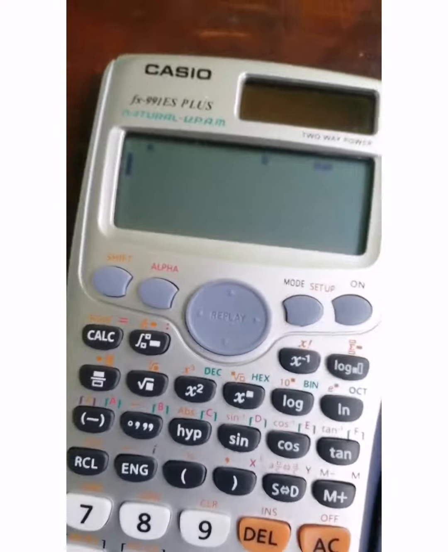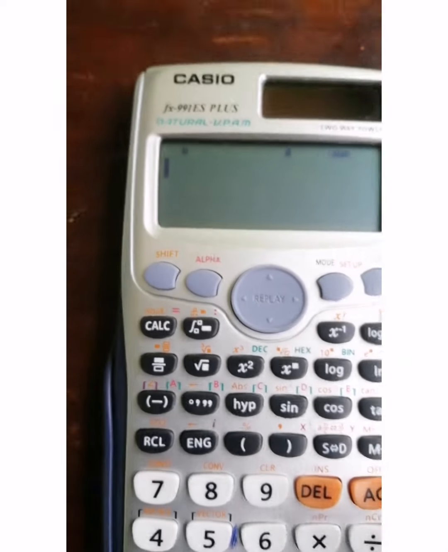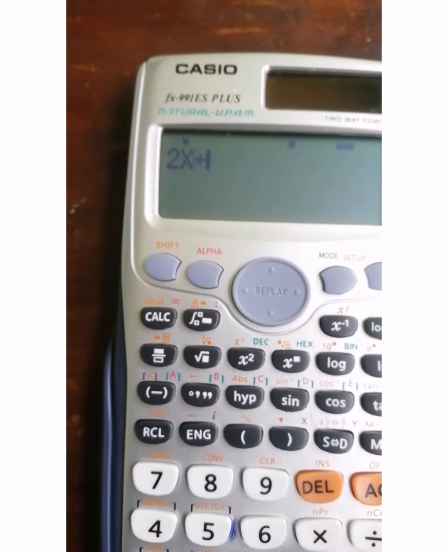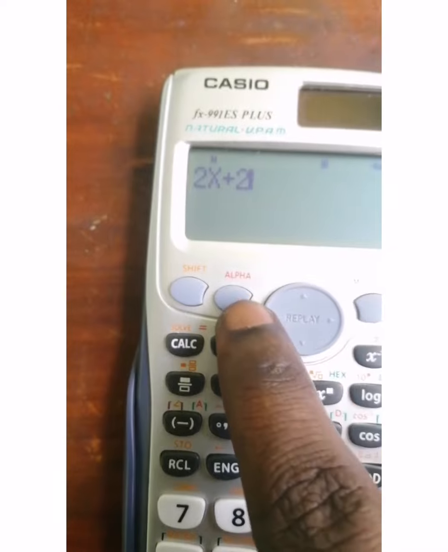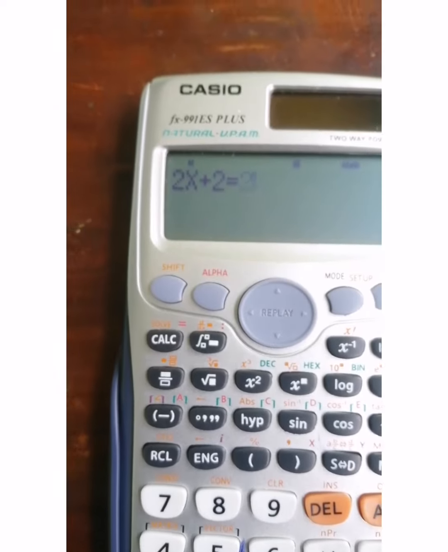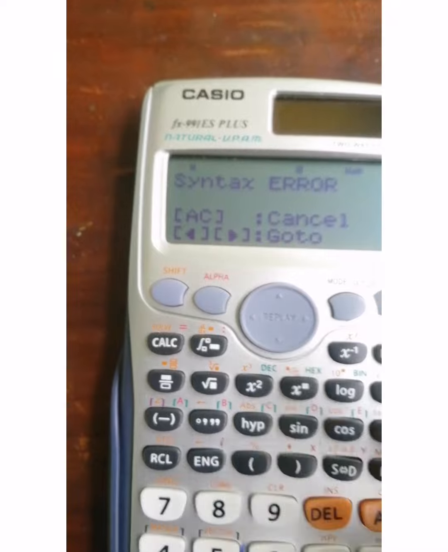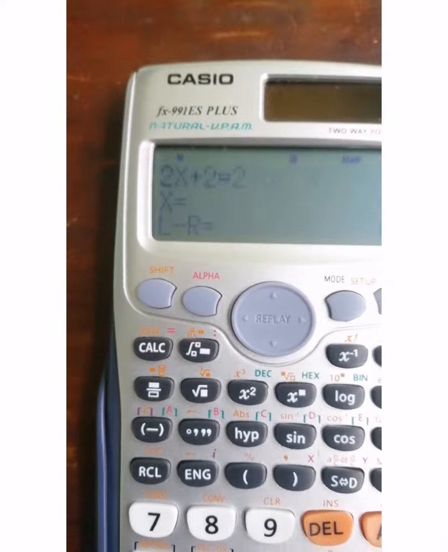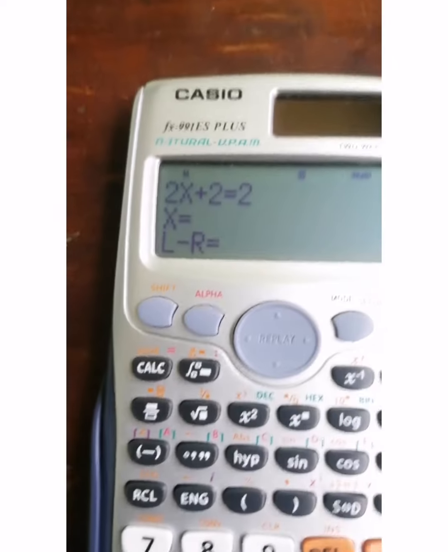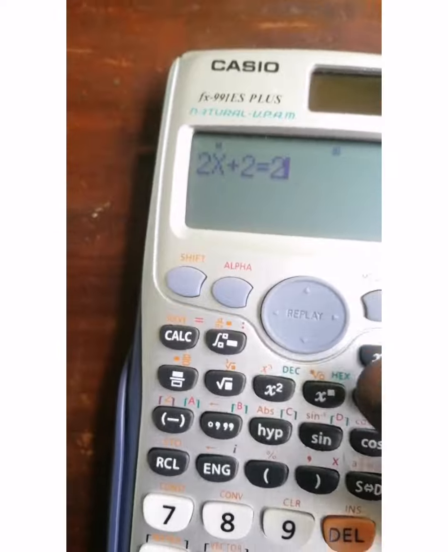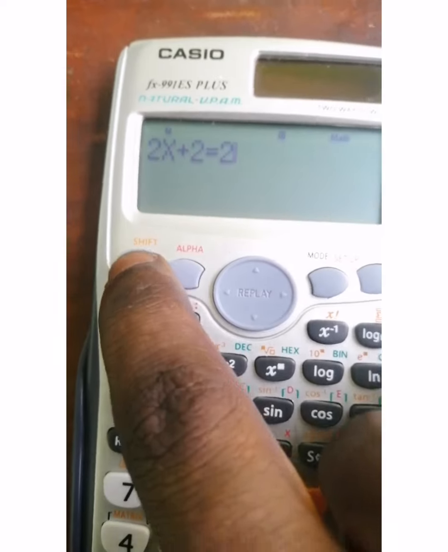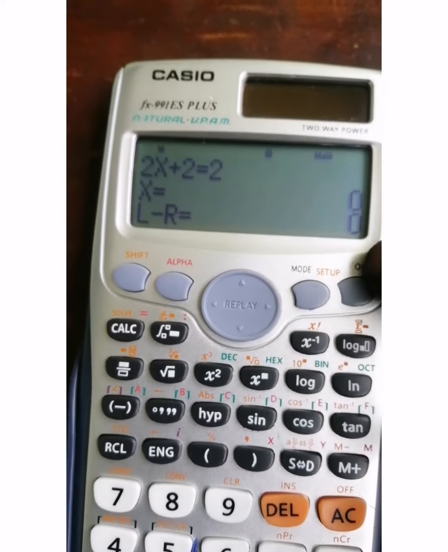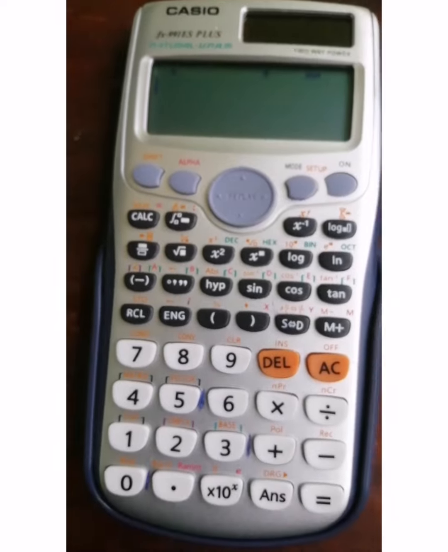You can see orange. Maybe if I want to write an equation, for example, 2x plus 2, and I know that x corresponds with alpha, I write alpha x plus 2, alpha, then equal to 3, and I press. If you press equal to, it gives you wrong. What you need to do is press shift plus solve, and it's solve for x. X is 0. Very simple as that. So with those equations, after writing the equation, you just press shift plus solve. You can see solve here, and you press equal to, and it gives you the answer. As simple as that. Thank you.